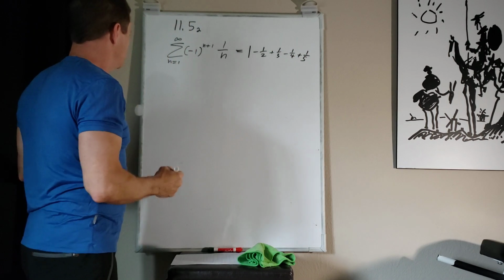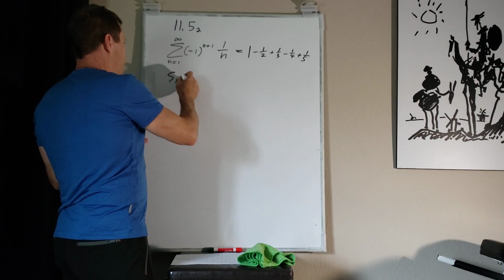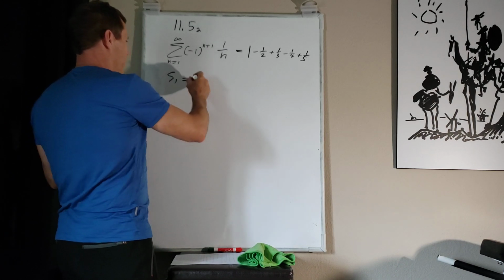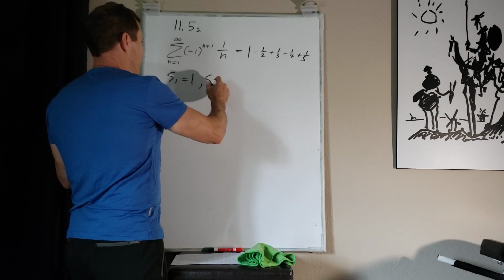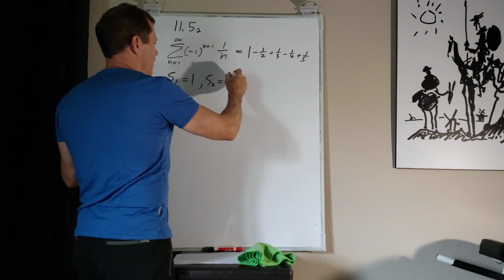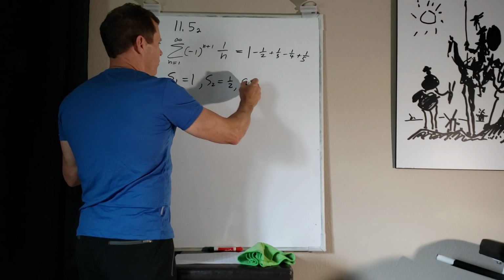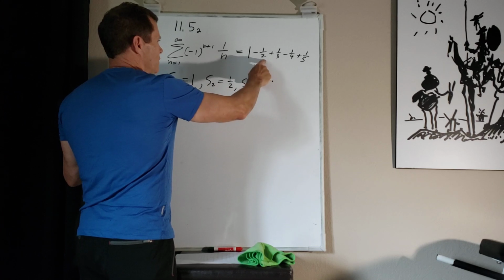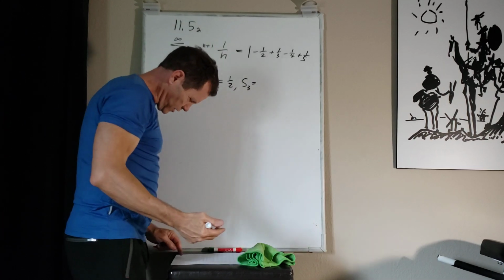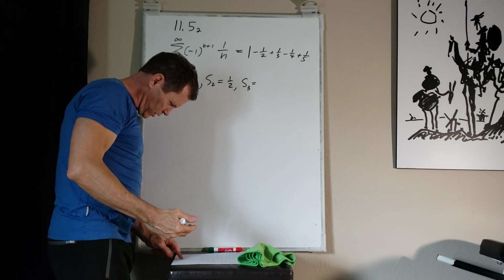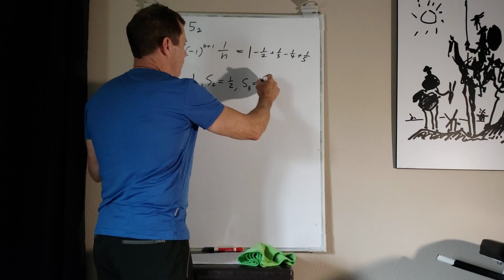Let's look at some of these pieces. So S1 is equal to what? Well, that's your first term, that's 1. What's S2 going to be? S2 is 1 minus a half, so that's a half. What's S3 going to be? Well, that's 1 minus a half plus a third. I did that one earlier. That one is 5/6, unless I screwed up.